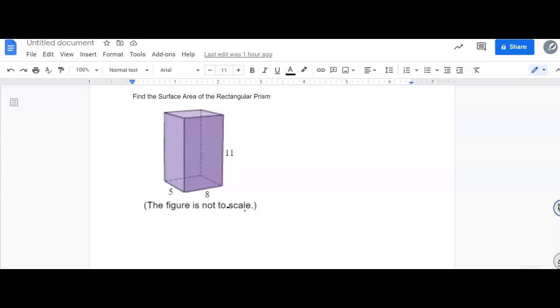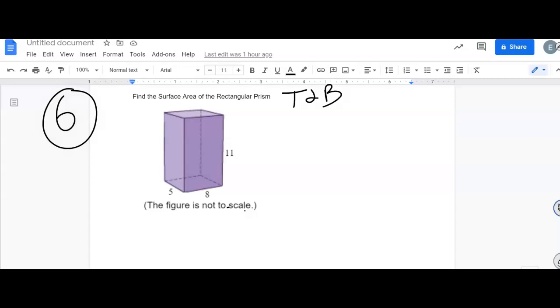How many faces does a rectangular prism have? Samantha? It has 6 of them. Alright, so we need to find the area of 6 faces. Add them all up to get the surface area. Where do we want to start? Where would you like to start? Jack. Top and bottom.